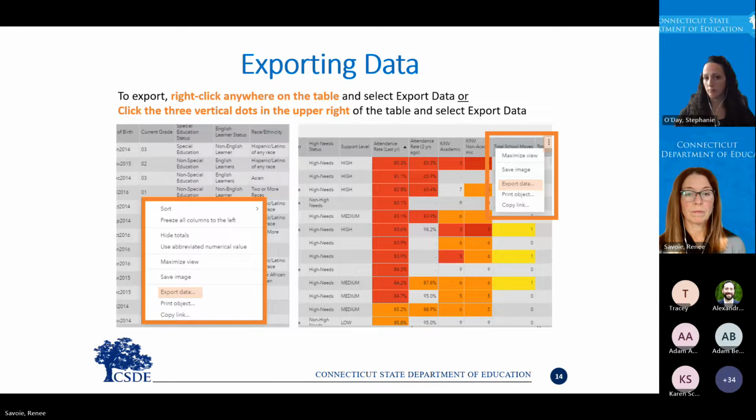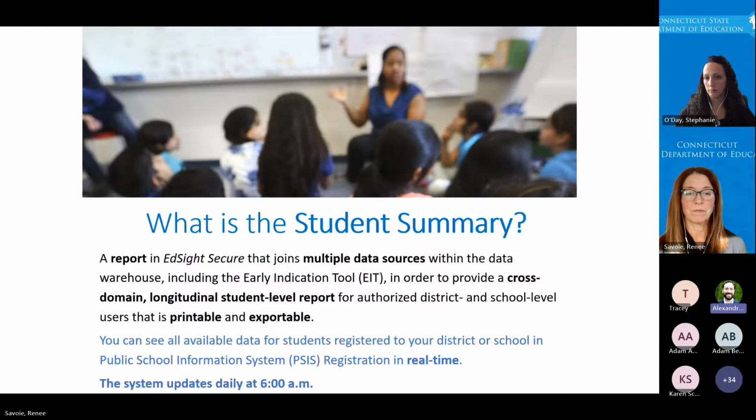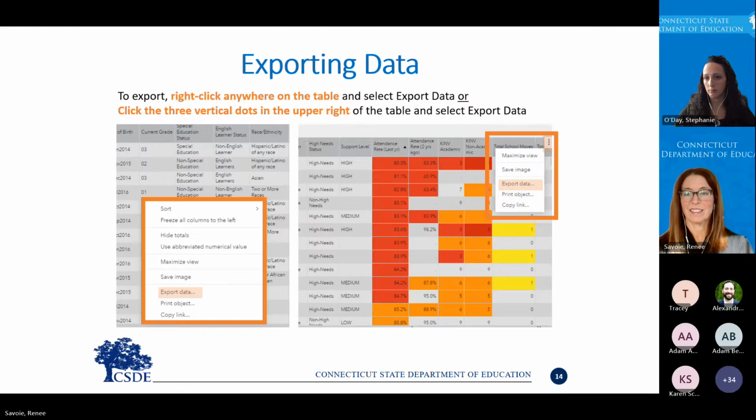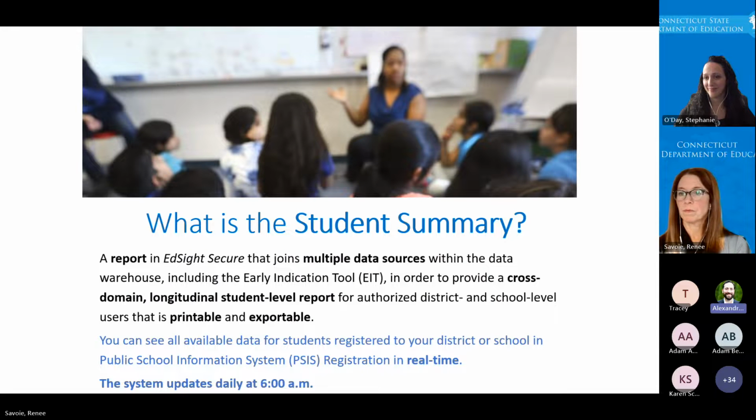So I mentioned that the student summary came out of the EIT when we wanted to get away from this single row view of student data. This is when we developed the student summary. So again, this is an EdSight Secure report, a student level report. We're bringing multiple data sources together, and now we're providing this cross-domain longitudinal student level view.